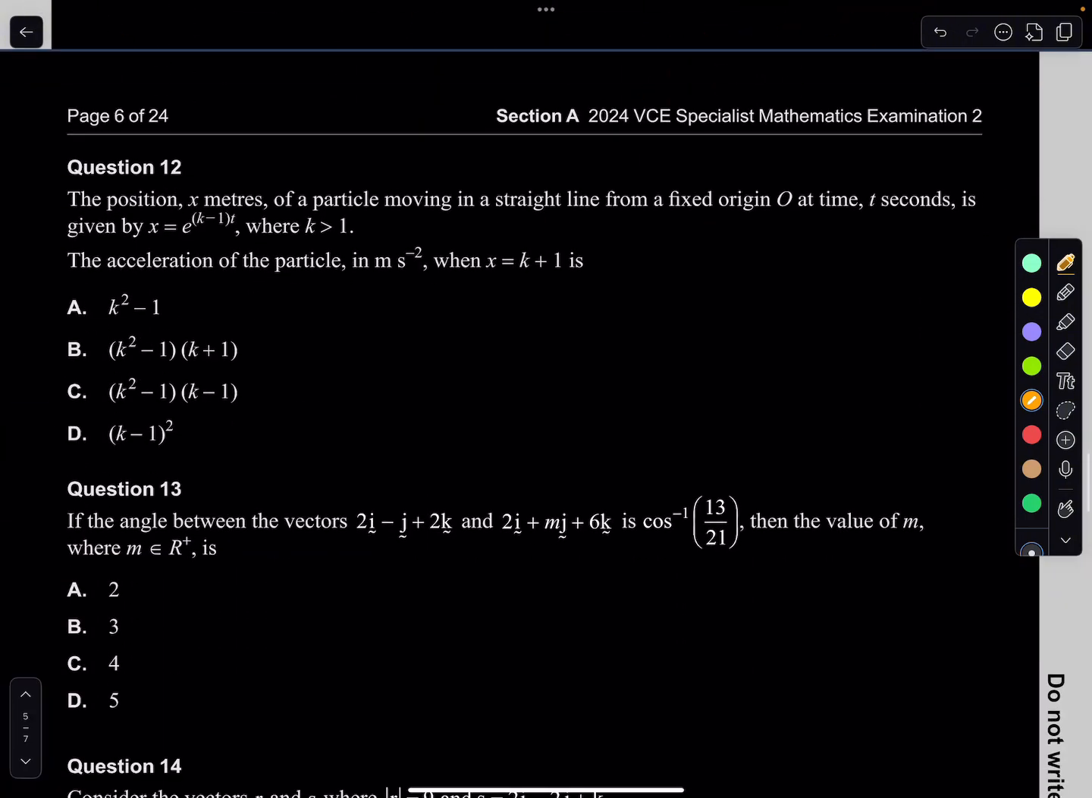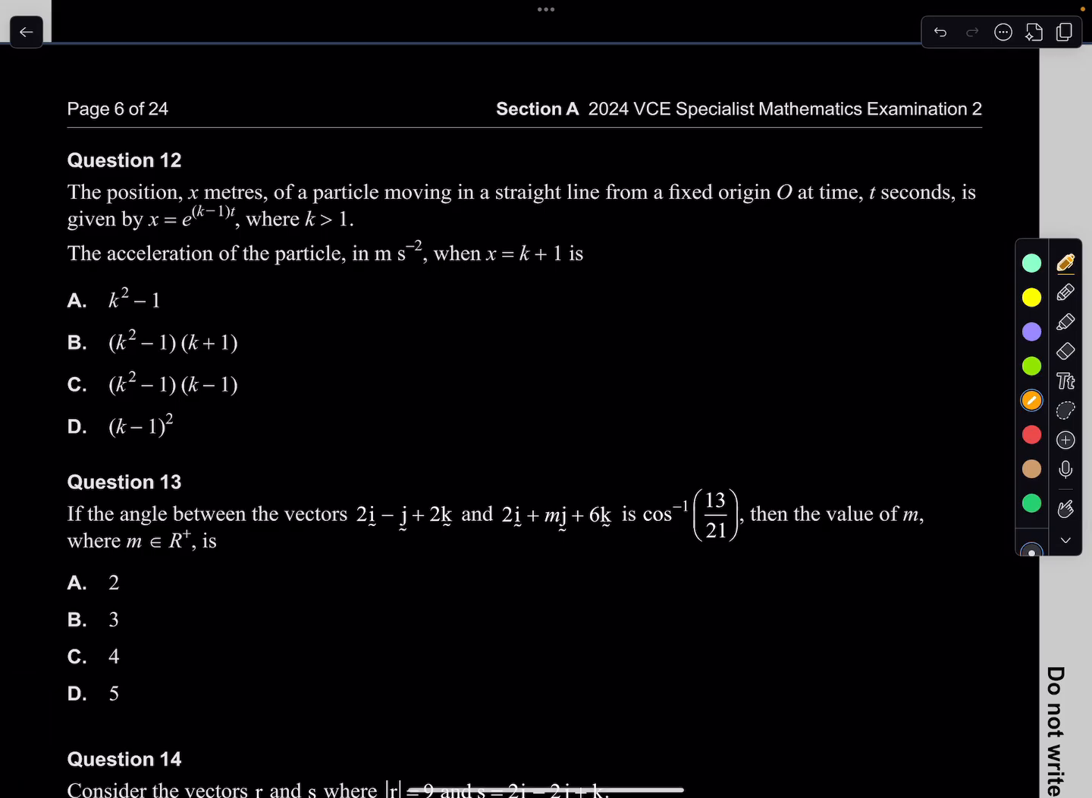All right. Question 12. The position x meters of a particle moving in a straight line from a fixed origin O at time t seconds is given by this, where k is greater than 1. The acceleration of the particle in meters per second squared when x is equal to k plus 1 is y. This is actually easy because it's x in terms of t, and we just have to differentiate it once to get velocity, and again to get acceleration in terms of t. So let's do that.